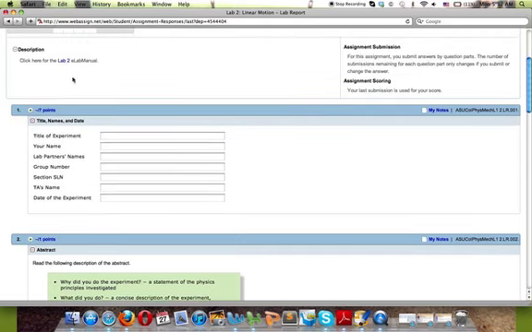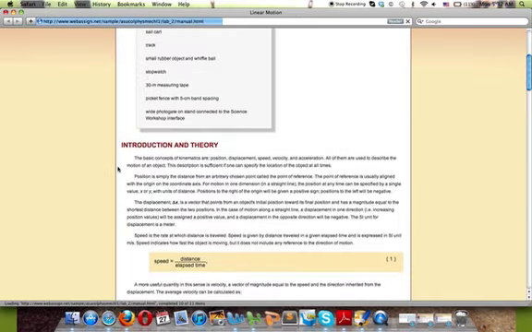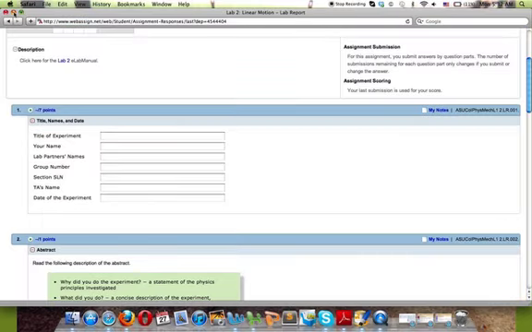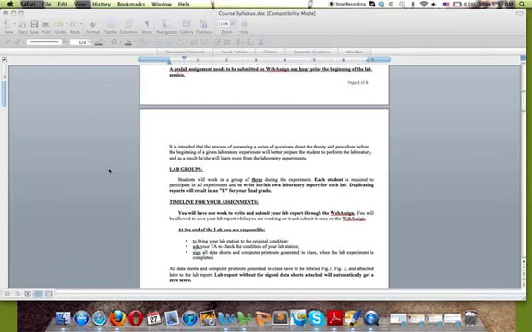You also can see that even in post-lab, there is a link to the lab manual, and if you have any questions about equipment or any questions about the procedure of the experiment, you can click it and it will take you straight to the lab manual. So I think there are a lot of advantages of using WebAssign.